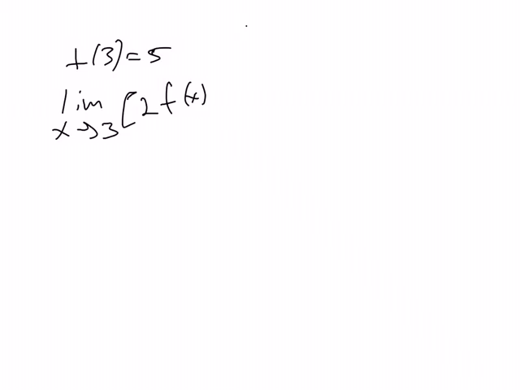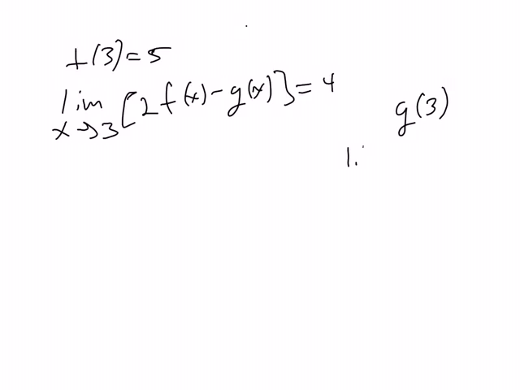Sorry if it was a little boring. Problem 9, we say that suppose f and g are continuous functions, and we have that f of 3 equals 5, and the limit as x goes to 3 of 2 f of x minus g of x is equal to 4, and we want to know what g of 3 is.